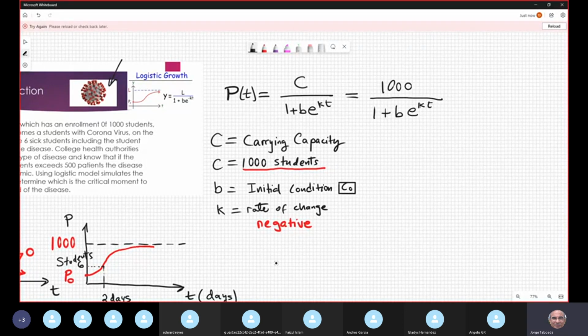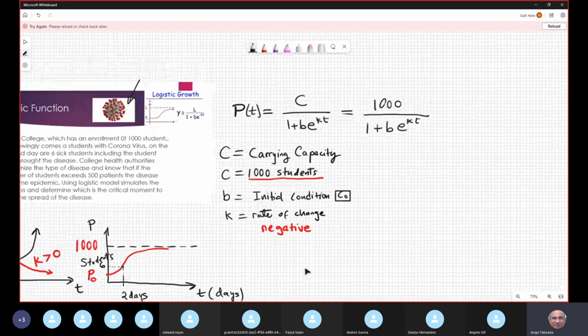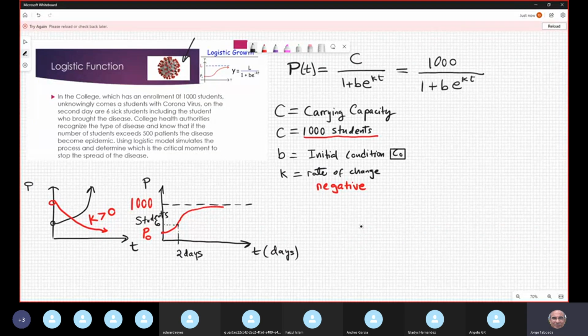Okay. Now I need to find B first. B depends on the initial condition. So at t equals 0 days, how many students do we have infected? The problem is not clear to explain this, no? Oh yeah. At t equals 0, how many students are infected? Let me read the problem again. Only one. It's the guy who brought the disease.